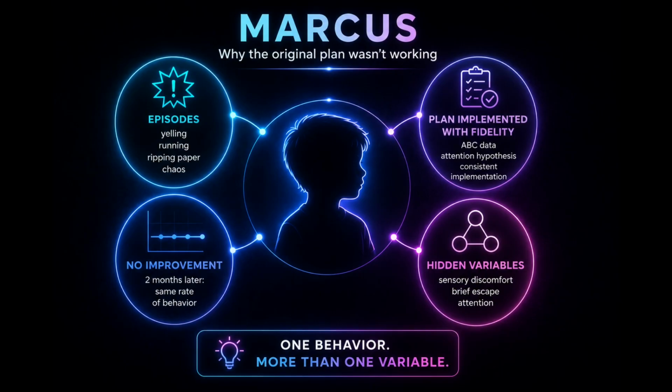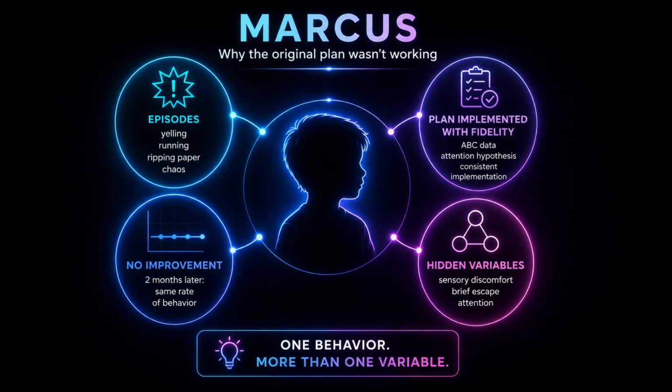Marcus has what his caregiver describes as episodes. He rarely engages in just one behavior. It's actually a combination of yelling, running around the room, ripping whatever paper is nearby, and generally creating chaos. And once an episode starts, it's hard to bring him back.